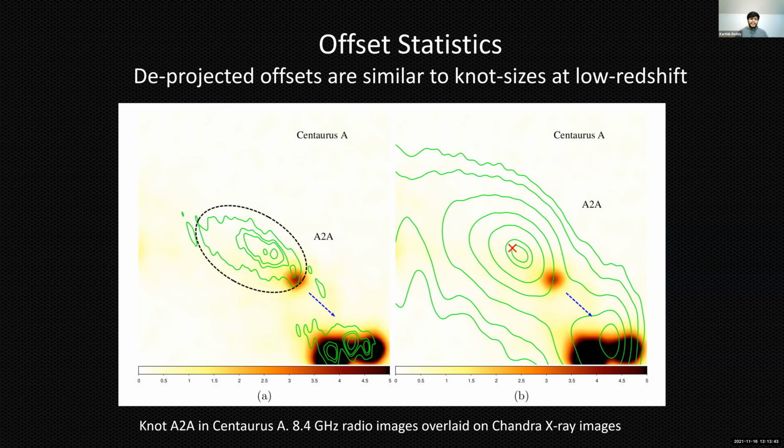One more thing these offsets also point out is to what extent equipartition can be applied to X-ray nodes and radio nodes. If the X-rays are produced at some form of a shock, then the particle densities and magnetic field densities are going to be much larger in the X-rays, at least.